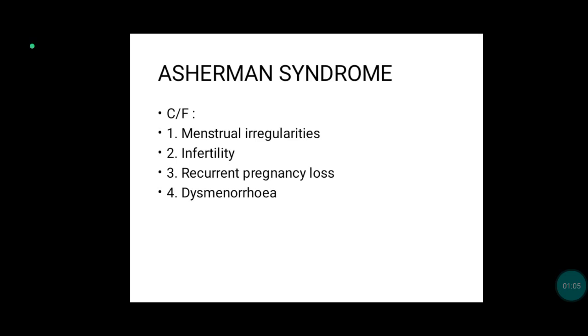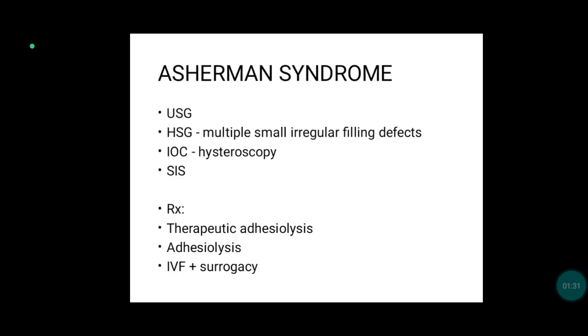And there will be infertility in Asherman syndrome. So to evaluate Asherman syndrome, HSG or USG can be done, but USG is not a good modality for intrauterine adhesions. HSG shows multiple small irregular filling defects which are suggestive of Asherman's syndrome. The investigation of choice will be hysteroscopy, diagnostic and therapeutic.